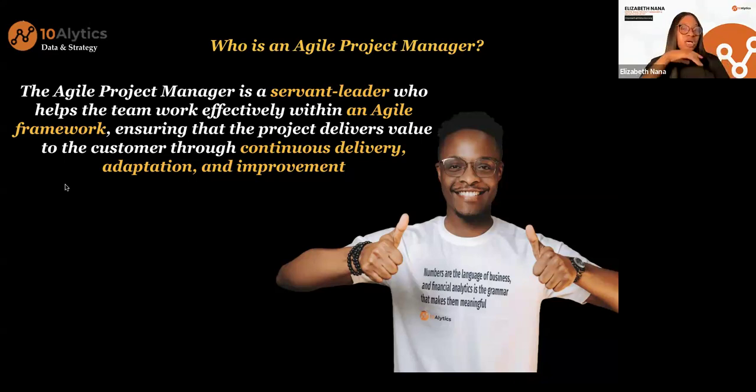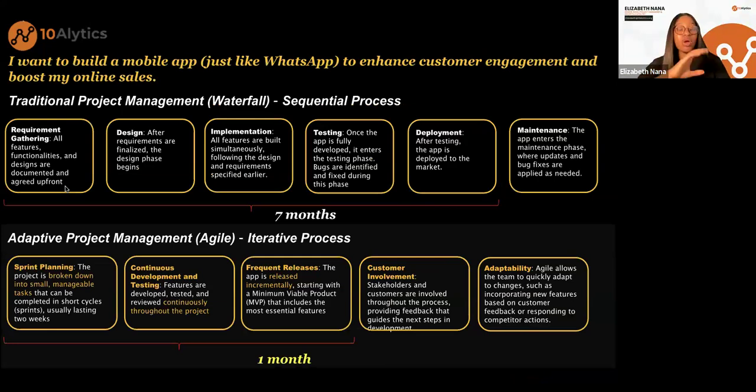We have two different methodologies, actually more than two, but I'm just going to talk about two now: traditional project management and the agile methodology. If you decide to go the waterfall project management route, it might take you 7 months to build this application, because the way waterfall works is you have to finish everything. You have to finish the entire requirement gathering process before you move on to design. You have to finish the entire design process before you move on to implementation, and so on and so forth. It's going to take you 7 months.